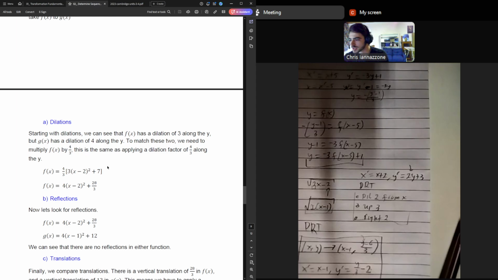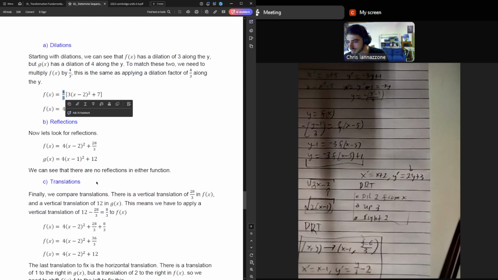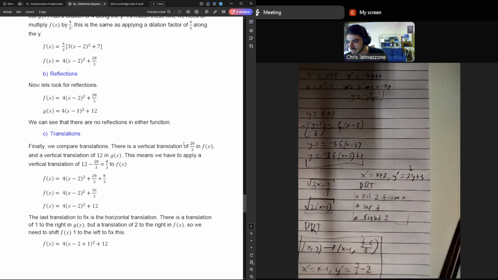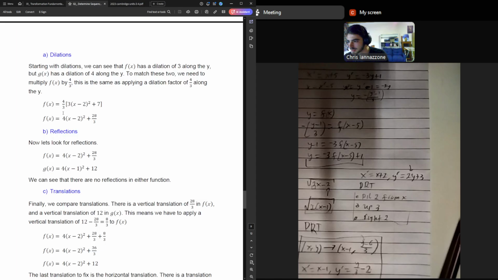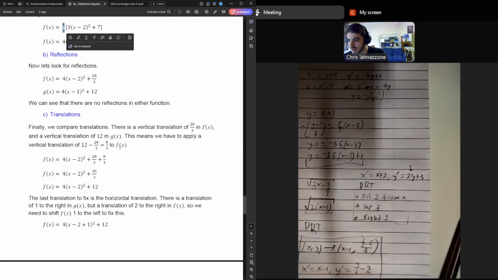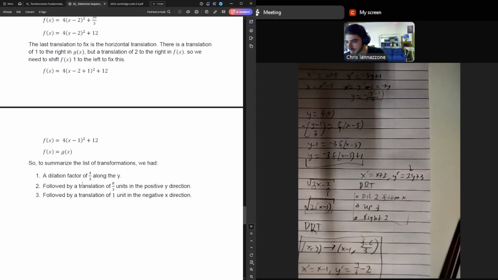All we're going to do from here is list what you actually did to get there. If we go all the way to the top, we multiplied by 4 over 3, and we added 8 on 3. So that means dilated by 4 over 3 from the x, and then we vertically translated by 8 over 3. Oh, and we also did, I forgot, the negative one on the x. We also shifted left by 1. And so you just write it in that order that you did it.